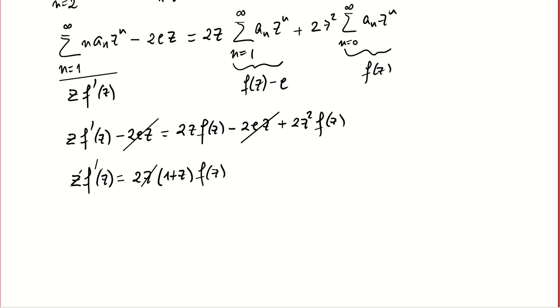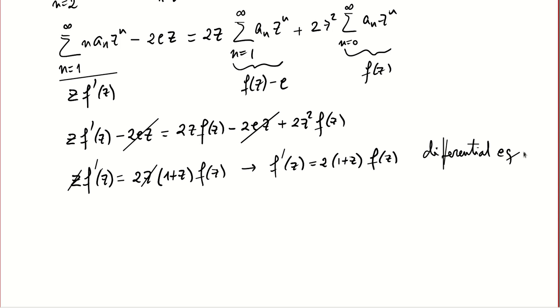Fine, because the z cancels, right? And the equation we end up with is this one. F prime is equal to 2(1 plus z)f. Okay, what we get here is called a differential equation. This is a differential equation, and this is something that you're probably not used to dealing with. However, this one is very simple.